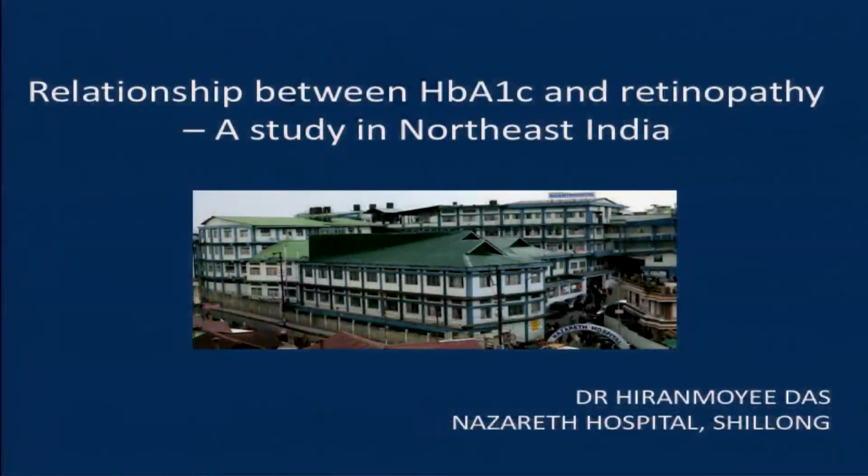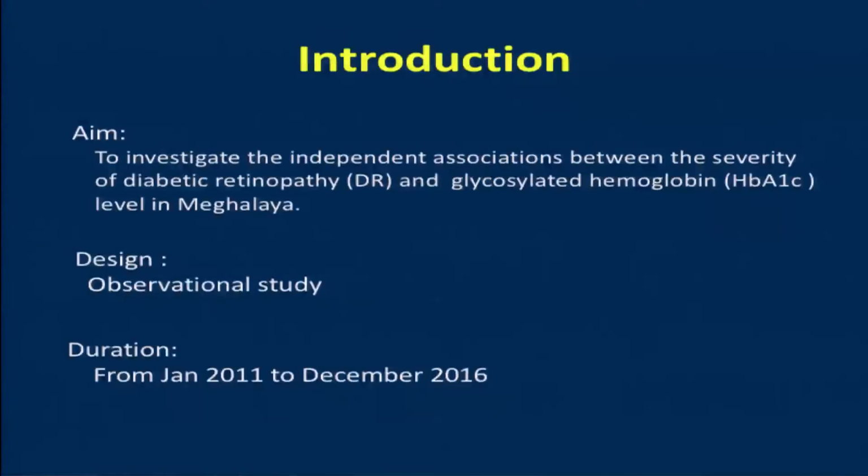Good morning. Glycosylated hemoglobin is the gold standard for assessing the blood glucose concentration of a patient over 3 months. And the aim of the study is to investigate the independent association between the severity of diabetic retinopathy and glycosylated hemoglobin level in Meghalaya.